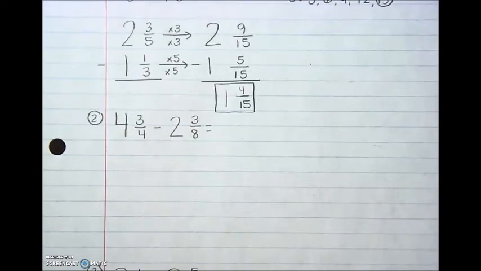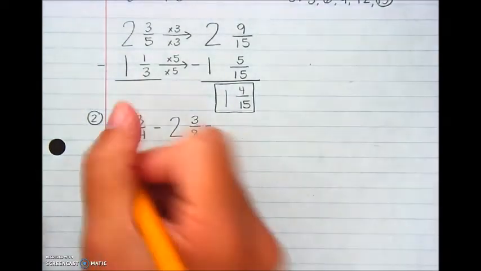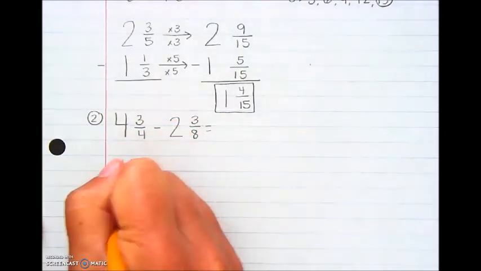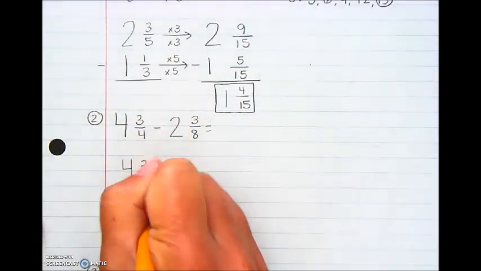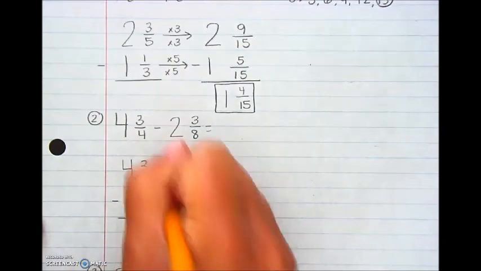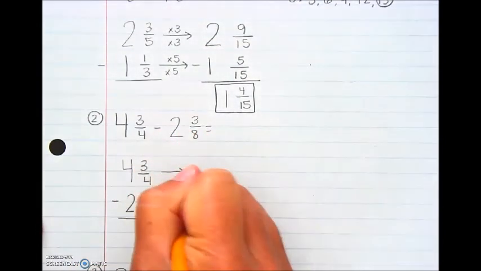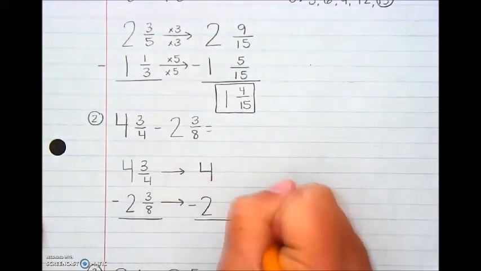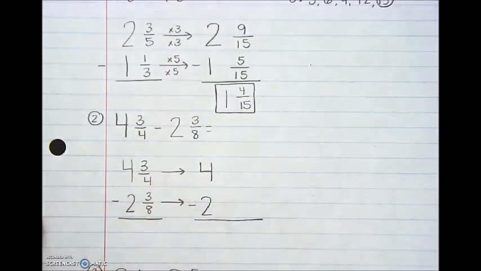Let's look at another subtraction example. So 4 3/4 minus 2 3/8. So again, I'll list 4 3/4 minus 2 3/8. I'll bring over my whole numbers first. And now I need to deal with the fraction parts.